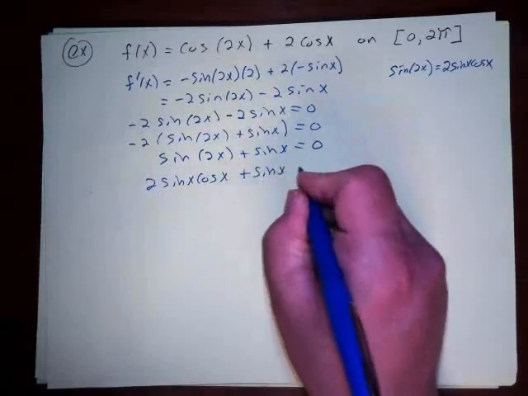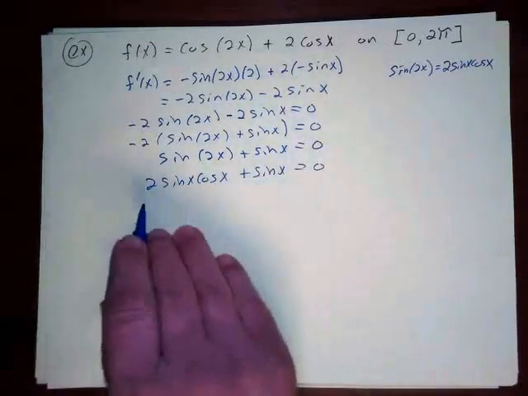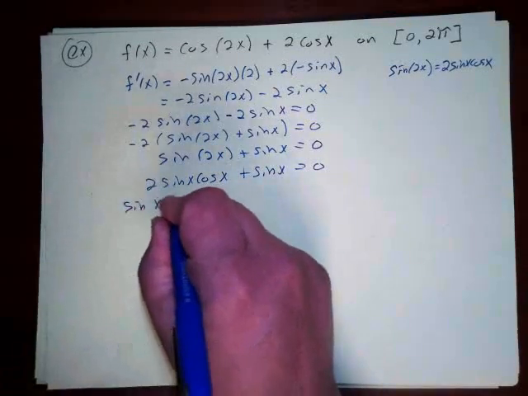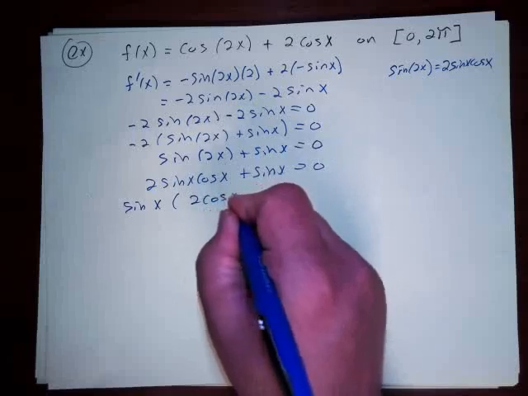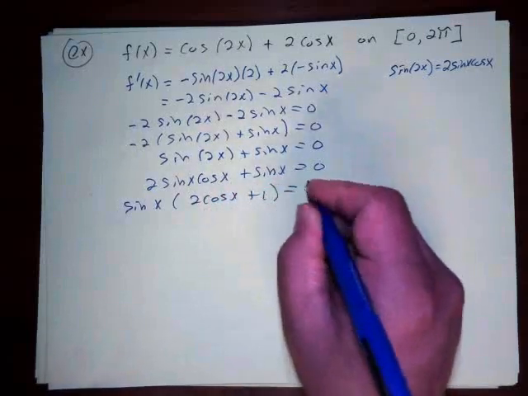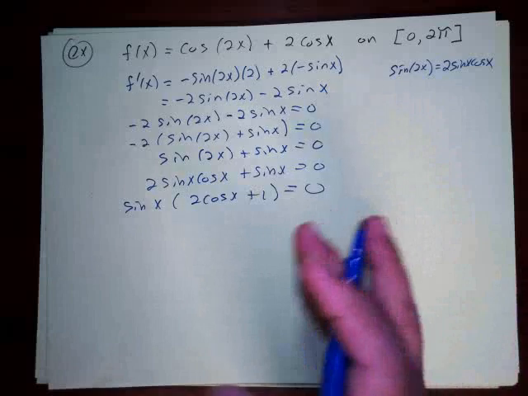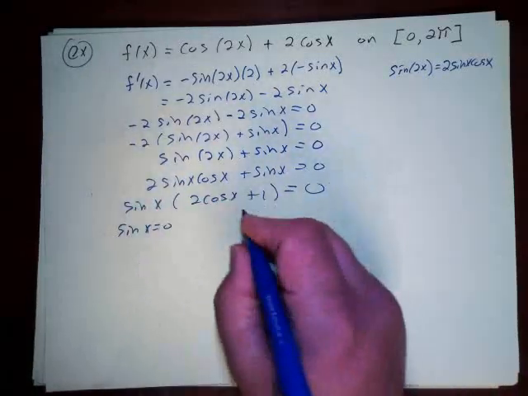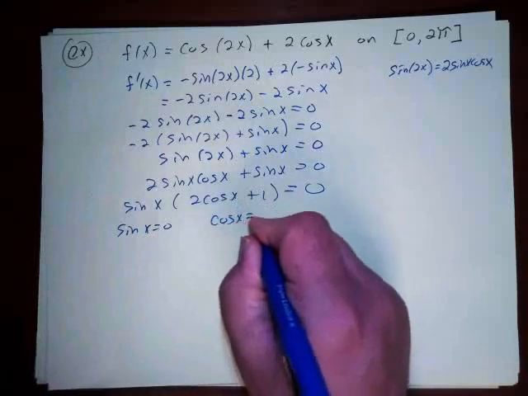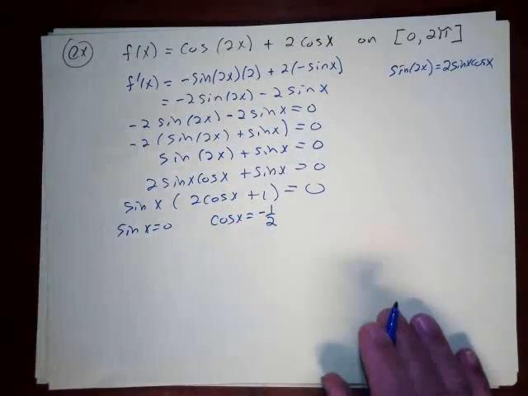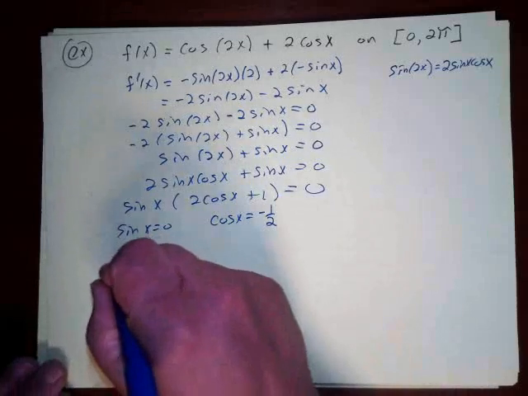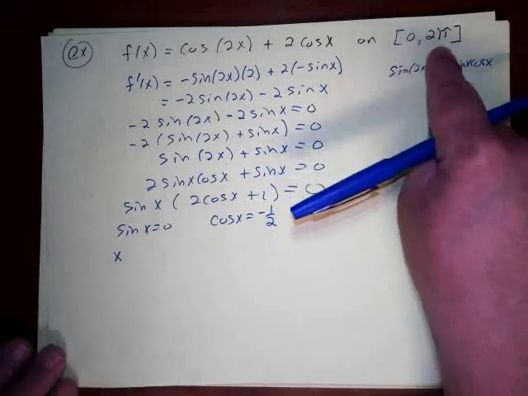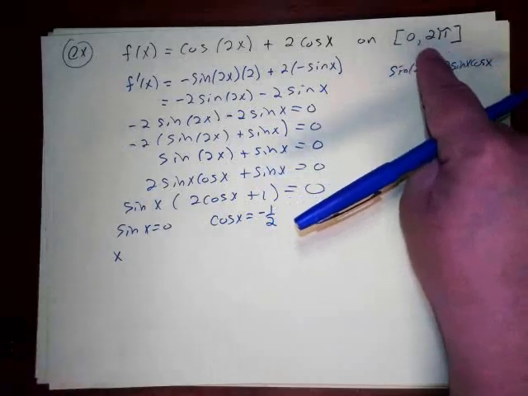I get this, and now I can factor this. I can take a sine x out, and I'm just left with 2 cosine x plus 1 is equal to 0. And now I can set each factor equal to 0, and I got two basic trig equations. Sine x equal to 0, and this would just be cosine x is equal to negative 1/2. And that's perfect. I can solve these. Now, I'm not going to worry about the endpoints. I'm just interested, the critical points are going to be on the interior.